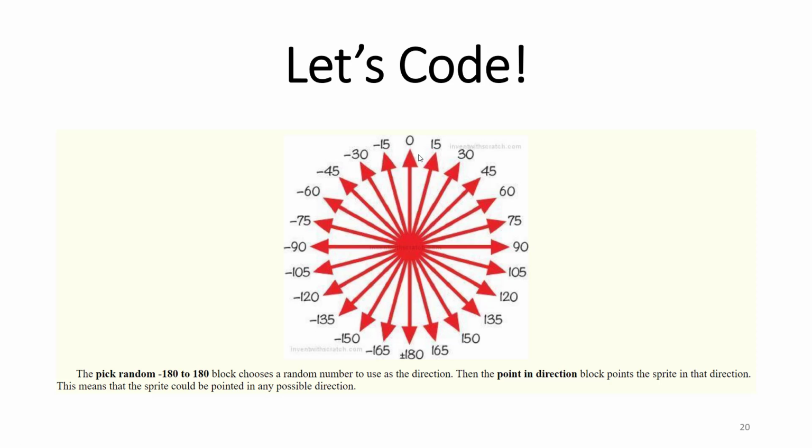What we're going to do in just a couple minutes, as it says here, is we're going to pick a random number between negative 180 and positive 180 and have it move in that direction. All right? And that's the idea.